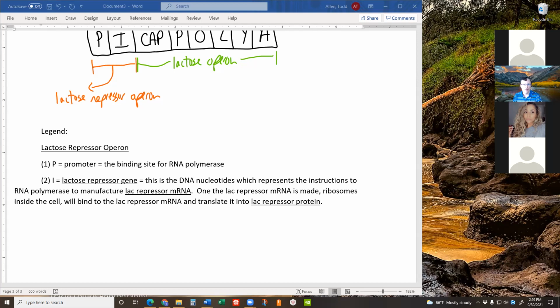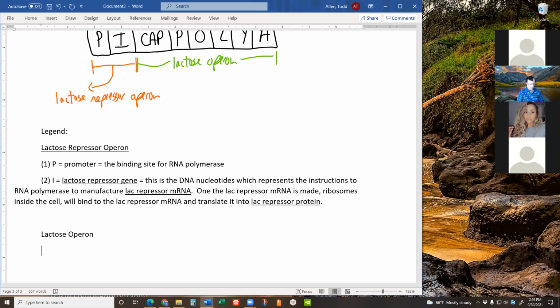Okay, here we go. Let's finish the legend and then we're going to stop. All right, so now we know what the lactose repressor operon is. Now let's talk about the lactose operon.